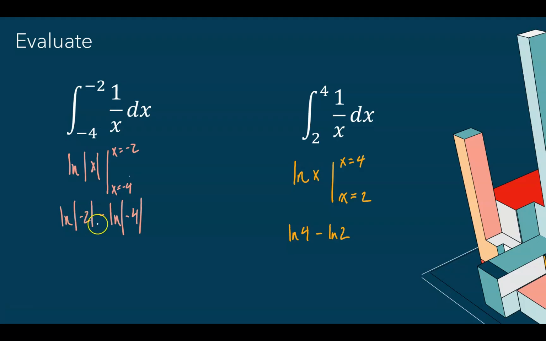And so just numerically, we do our antiderivative and substitute, and natural log of the absolute value of negative 2 is natural log of 2. Natural log of the absolute value of negative 4 is natural log of 4.